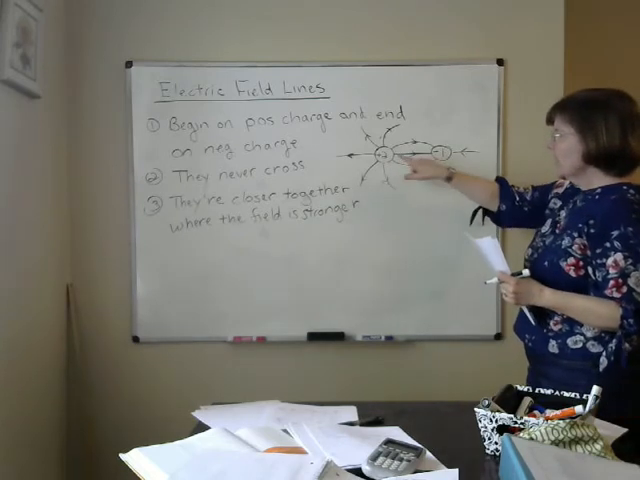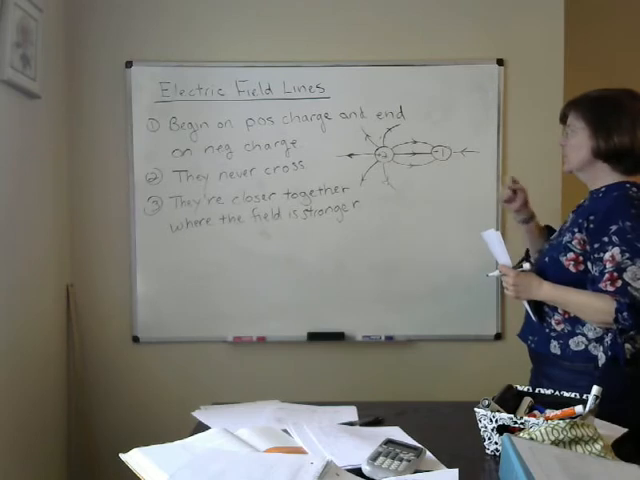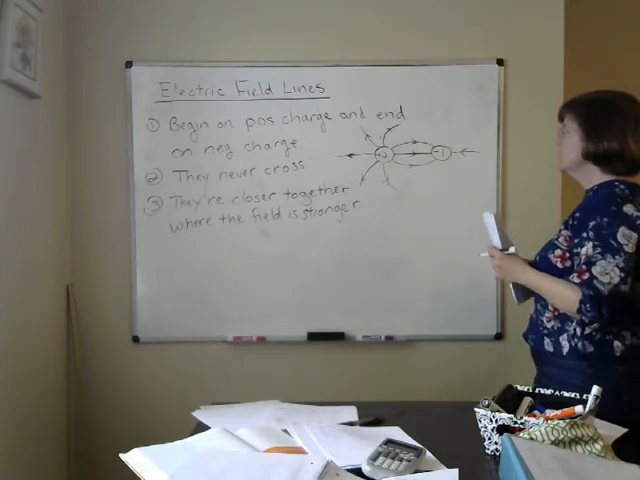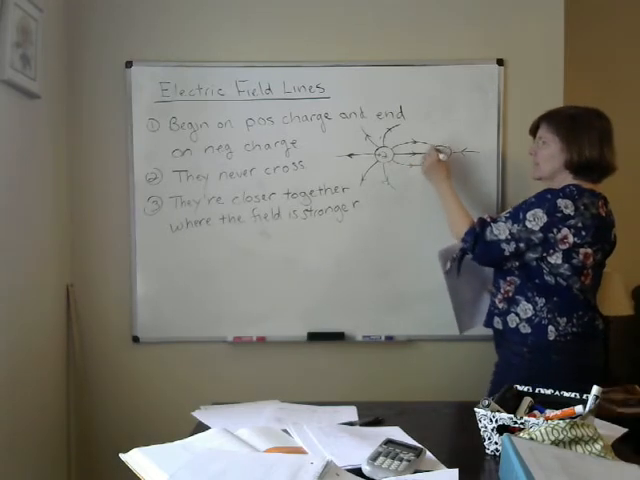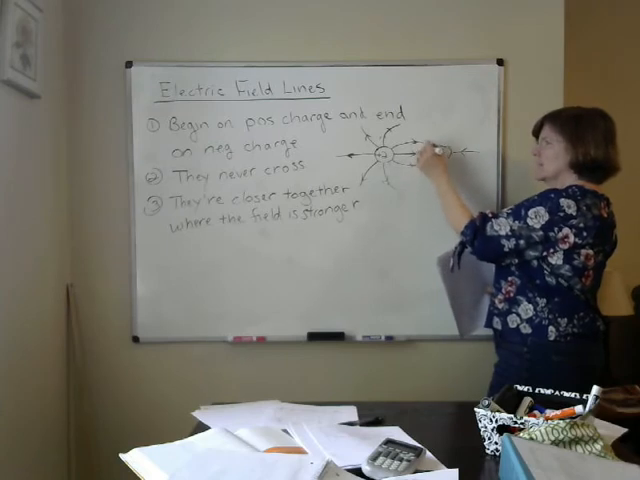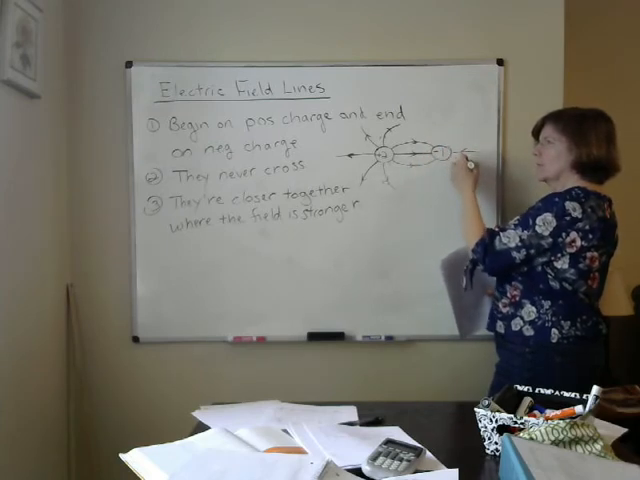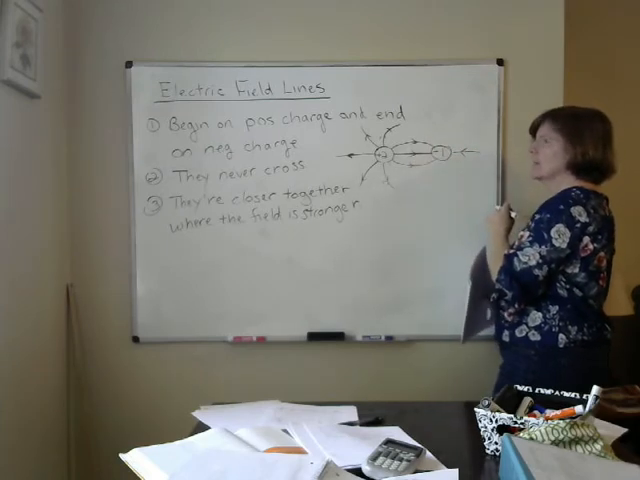They point away from a positive and they point towards the negative. You'll notice that here, the electric field on this side is going to be a little stronger than the electric field over here. These lines are closer together. Okay.